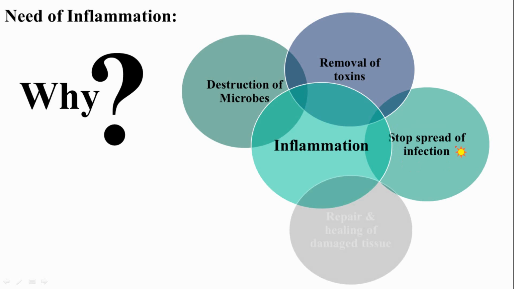Then the fourth one is that inflammation also helps in the repair and healing of the damaged tissue. We have already discussed that inflammation is the process against the tissue injury. So this inflammation also starts the process which will ultimately repair or heal the damaged tissue.